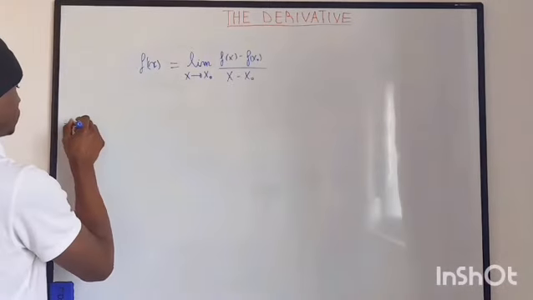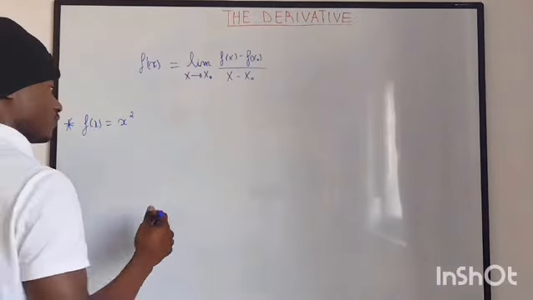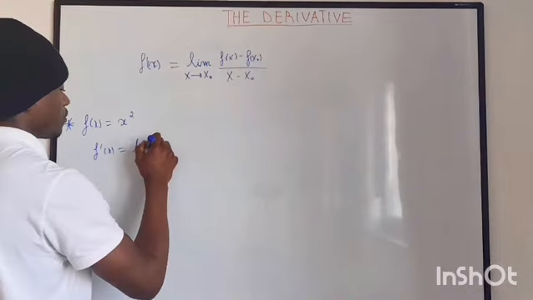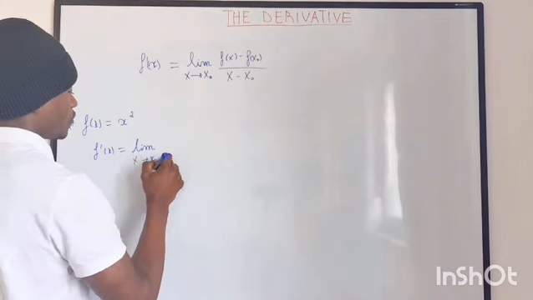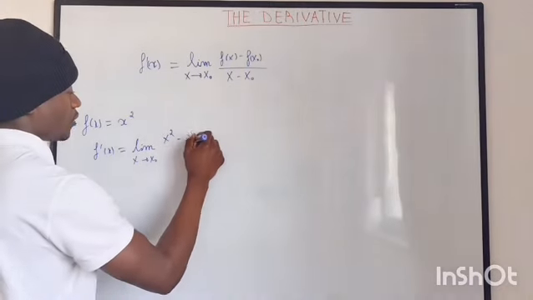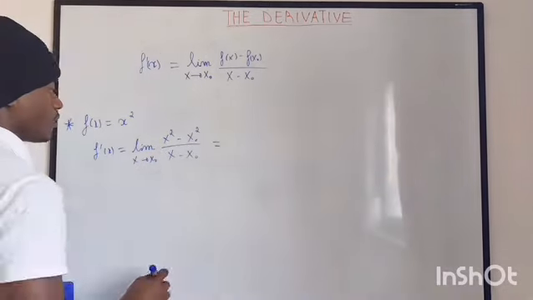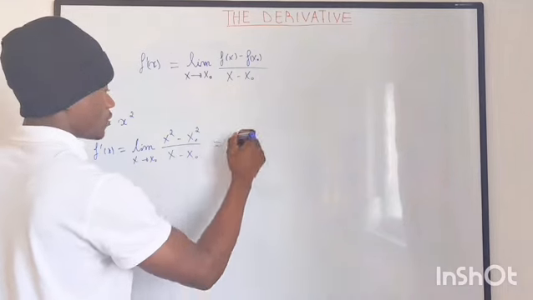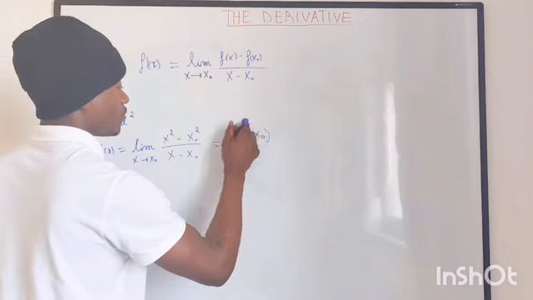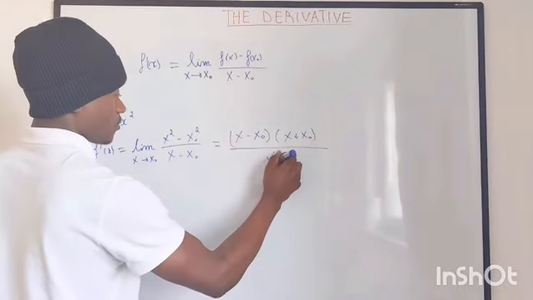Let us take the first example. f(x) equals x squared. We want to find out what the derivative is. The formula is f prime x will be the limit when x goes to x0 of x squared, which is f(x) in our case, minus x0 squared divided by x minus x0. Here I use the third algebraic product that says x squared minus x0 squared would be x minus x0 times x plus x0. I divided it by x minus x0.